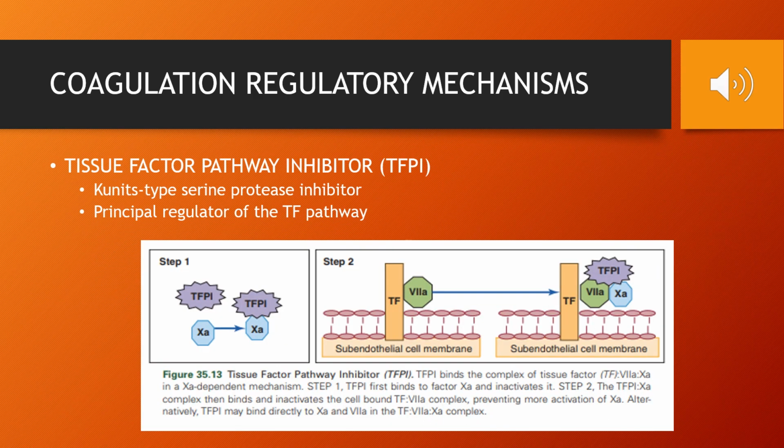So tissue factor pathway inhibitor. This is a Kunitz type serine protease inhibitor and is the principal regulator of the tissue factor pathway. So what this does is that the Kunitz 2 domain binds to and inhibits factor 10A, while the Kunitz 1 binds to and inhibits factor 7A and tissue factor. So this tissue factor pathway inhibitor is synthesized primarily by endothelial cells and is also expressed on platelets.